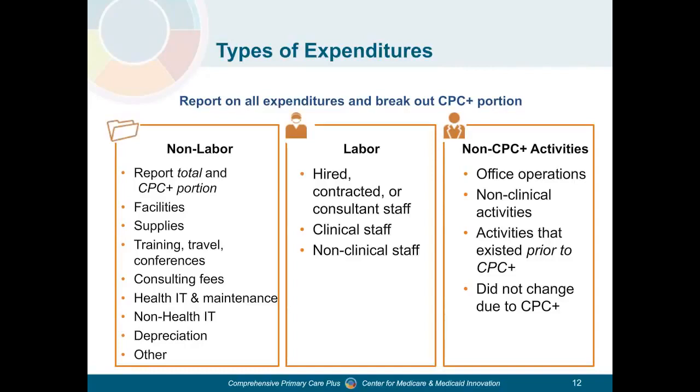So for non-labor expenditures, facilities expenditures include your office expenses such as rent and equipment costs. Supplies are other operating expenses at your practice, such as for printing, postage, etc. Training, travel, and conferences are expenses related to training, travel, and conferences. Consulting fees are similarly fairly straightforward. Health IT equipment and maintenance.